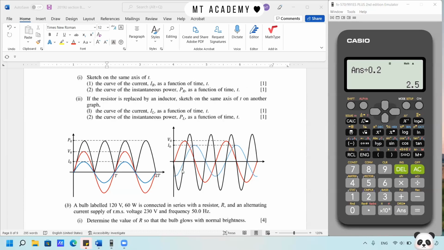The phenomenon for the inductor is almost the same as what we can observe for a capacitor, except that the voltage of the capacitor is lagging behind by 90 degrees. Okay, so the graph is quite straightforward.